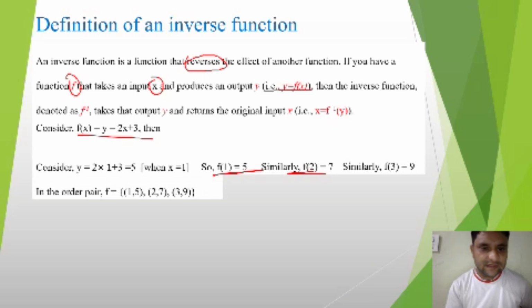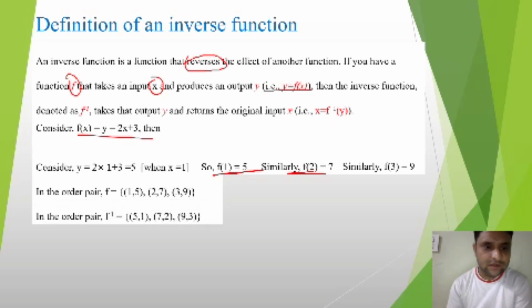All of this can be written as ordered pairs. We get (1, 5), because when we put 1 we got 5, then (2, 7) and (3, 9) are the ordered pairs of the function. Now the inverse of the function will be just the opposite of this function. The inverse is denoted by f inverse, and it comes to be (5, 1), (7, 2) and (9, 3), just the opposite of these.